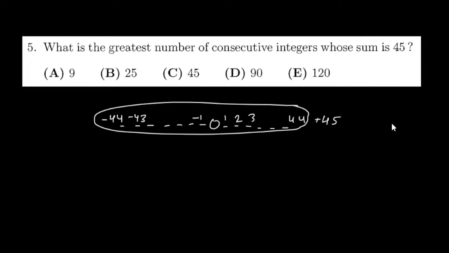Now the question is how many numbers these are. 45 minus of minus 44 will give you 89. When I find the difference between the two, one number is not included, so I add 1 to it. So there are 90 consecutive integers that, if I add them, give the sum 45. Now this is quite interesting and a logical one also.